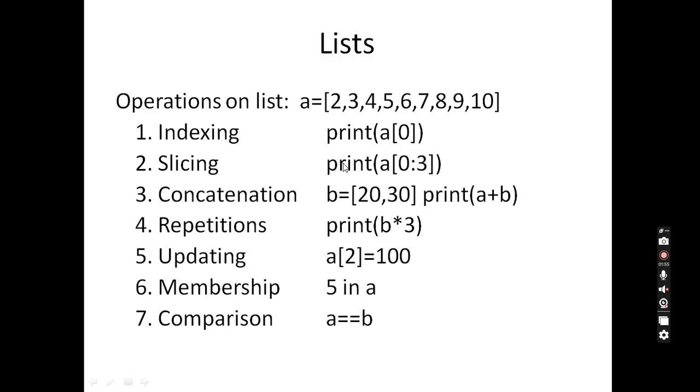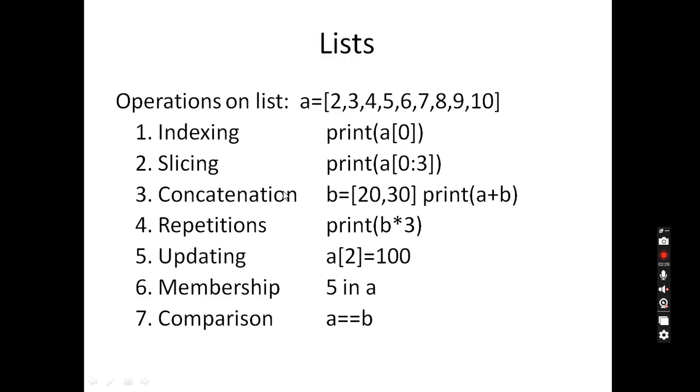Slicing is nothing but a sublist. We can take a sublist by giving a range of starting element, colon and then the ending element. It will start from the starting element and print up to, but before, the ending element. For example, 0 colon 3: 0 represents the first element, then 1, 2. So 2, 3, 4 will be printed using slicing of a of 0 colon 3.